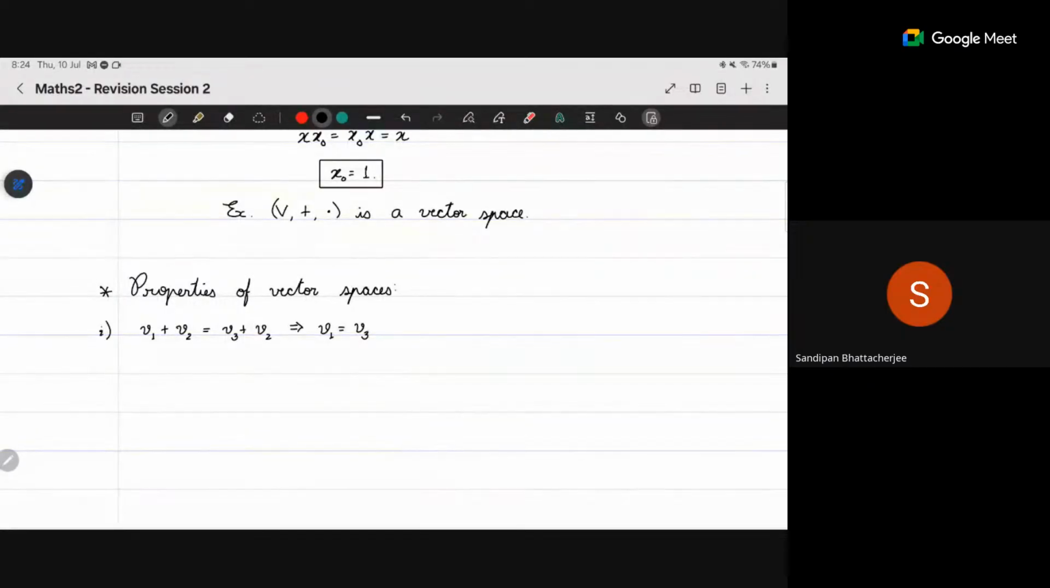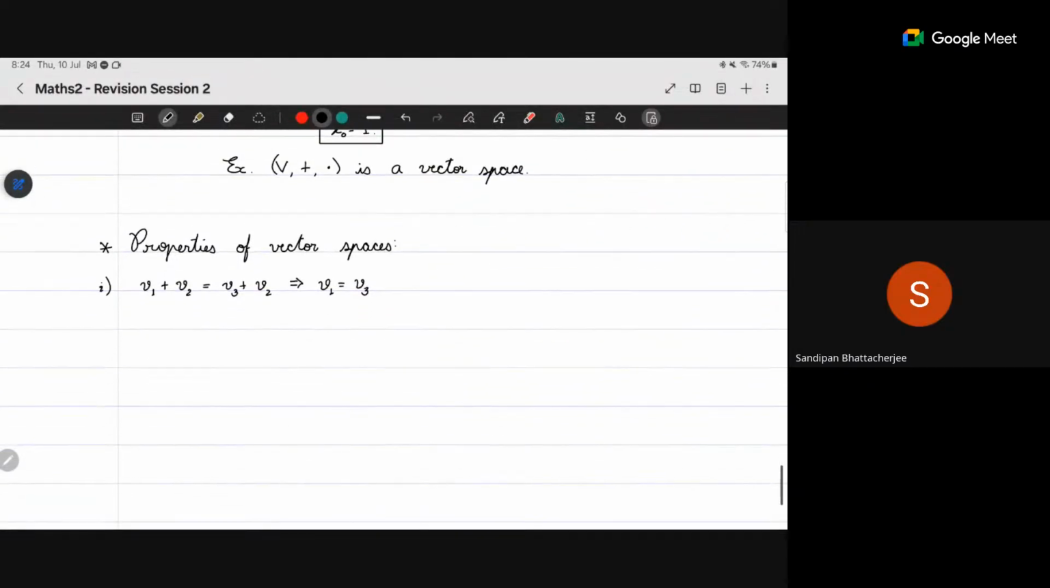So this is called cancellation law. This, once again, you know very well for real numbers as well as vectors in Rn. This holds for abstract vector spaces as well. Then you have additive identity is unique. Additive inverse is also unique. The proofs of all of these I'll not give. I'm just stating this to recollect it.